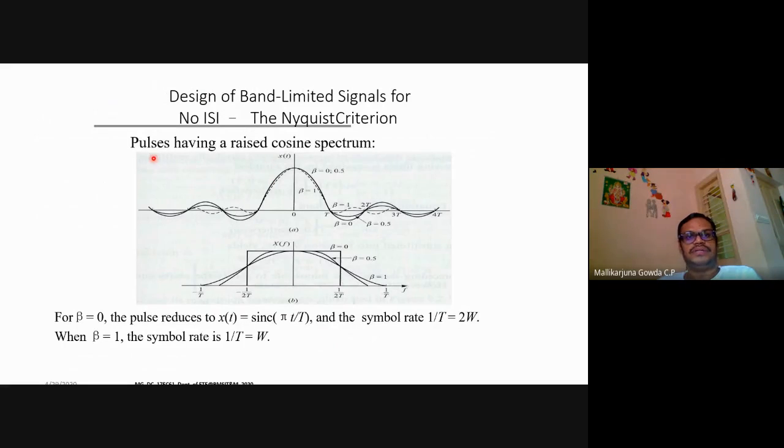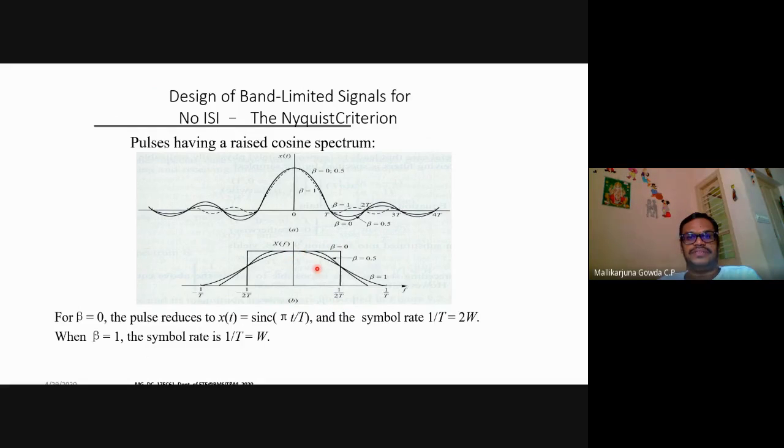This is what I wanted to say. Pulse having a raised cosine spectrum. Here you treat this beta as alpha, whatever I've written in that equation. See, for different values of alpha, we have taken 0, 0.5 and 1. So three cases we have shown here. This is the exact square pulse when alpha is 0, this is for alpha 0.5, and this is for alpha 1. When alpha is 0, which here is beta equal to 0, we get a perfect square pulse.